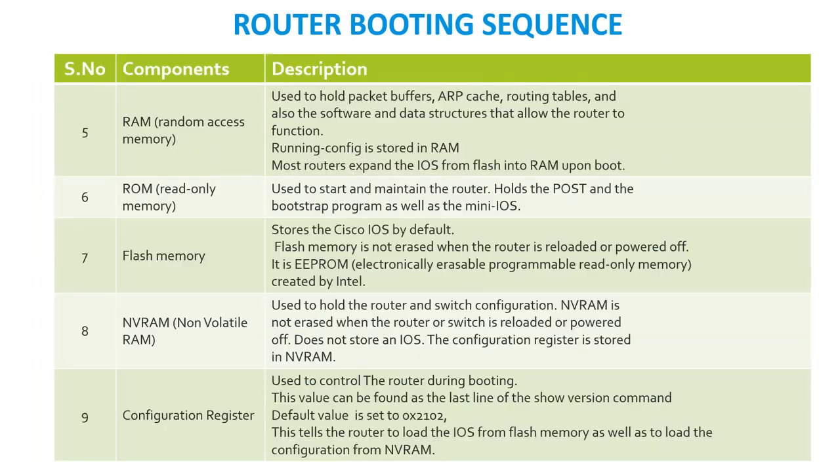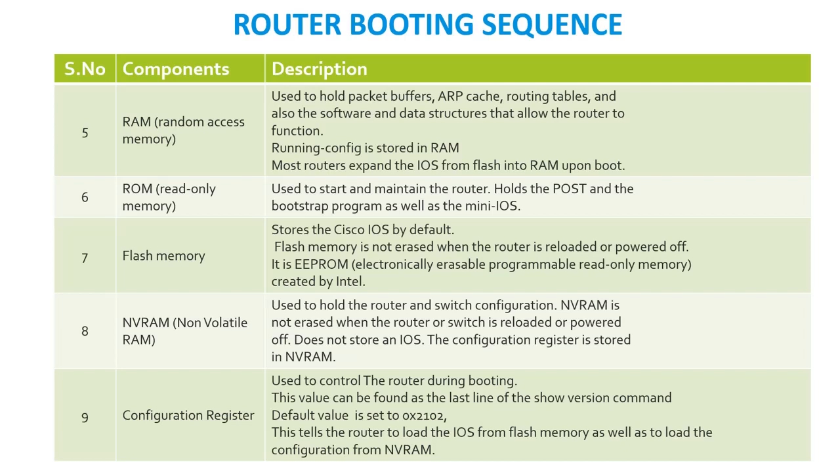That is Mini IOS. RAM, random access memory. This is used to hold packet buffers and used for storing the running configurations, and expands IOS from flash into RAM upon booting. So after booting the flash, some of the contents are moved to RAM. ROM is used to start and maintain the router, holds the POST and the bootstrap program as well as the Mini IOS. So ROM will be a big IC, so it will hold multiple components.